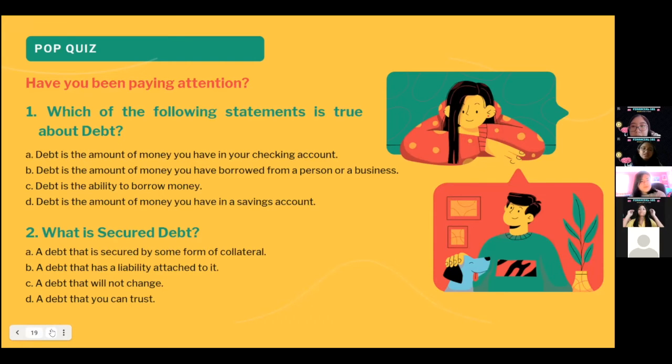Number 2, what is secured debt? Is it A, a debt that is secured by some form of collateral, B, a debt that has a liability attached to it, C, a debt that will not change, or D, a debt you can trust? Okay, so the answer to number 2 is A.